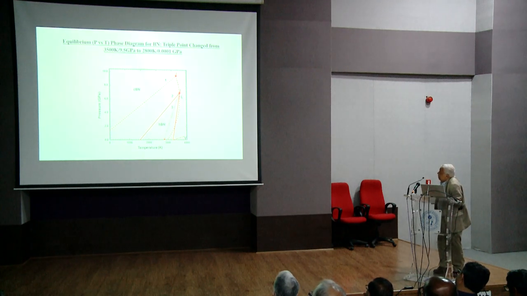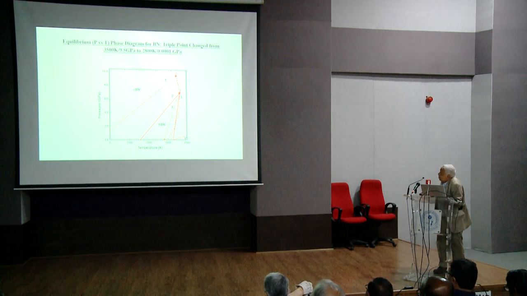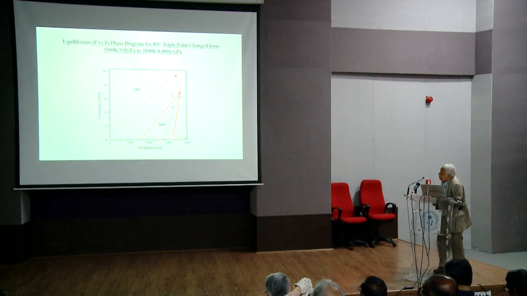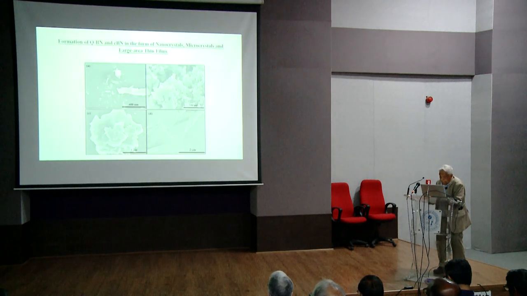So here you take this triple point, which is at 3500K and 9.5 GPa, and then you undercool to 2800K at ambient pressure, and they turn QBN, amorphous BN, into CBN. This is similar to that.